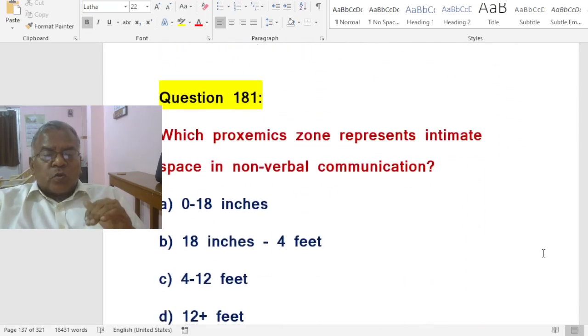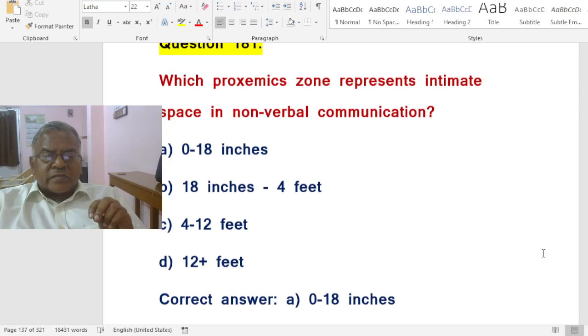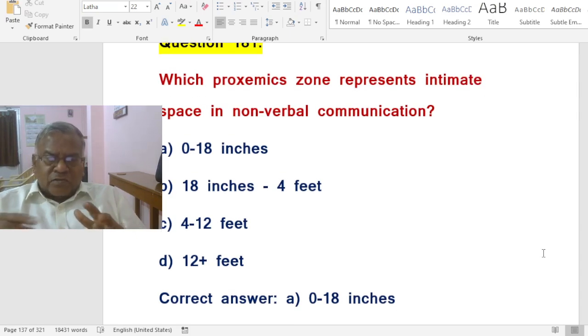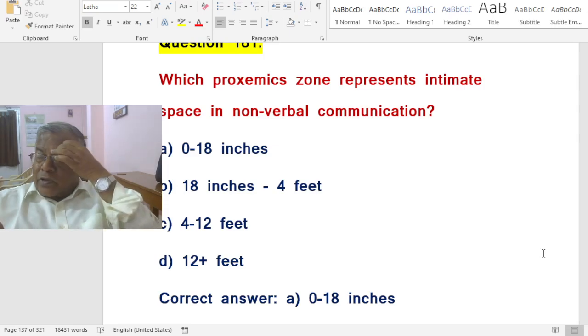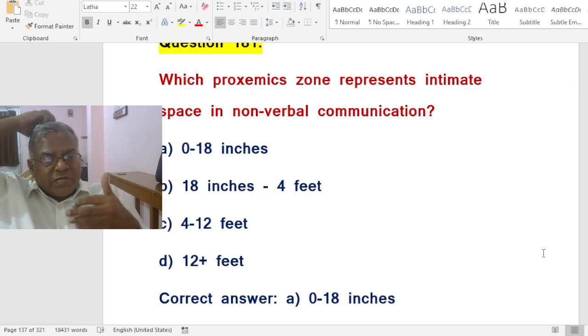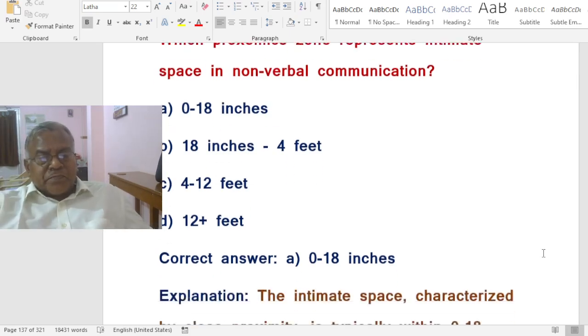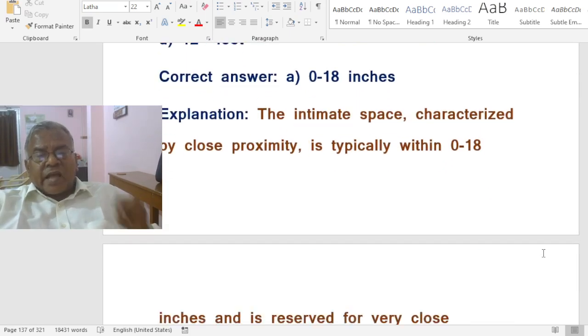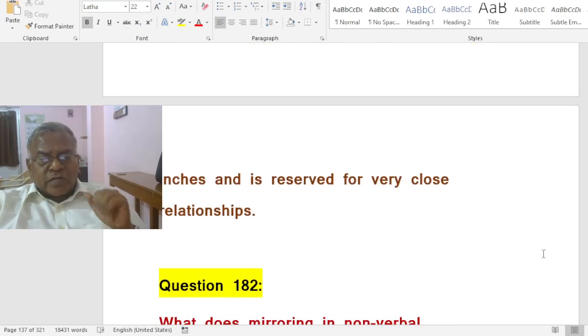Which proxemics zone represents the intimate space in non-verbal communication? Proxemics is related to space, how far you are standing, how much space you give another person. Suppose somebody is a good friend of yours, you will be standing very close to him. The gap will not be so much, because that is proxemics. That shows the intimate space. So, what is the intimate space? 0 to 18 inches. The intimate space, characterized by close proximity, is typically within 0 to 18 inches and is reserved for very close relationships.